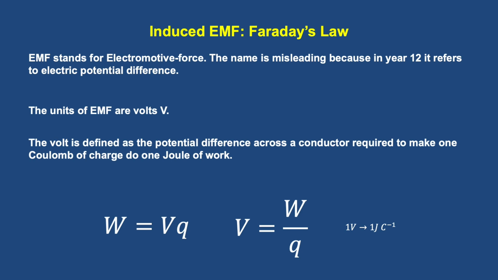When we talk about work being done on charged particles by an electric field, we say that the work done on the charged particle is equal to voltage multiplied by the charge of the particle. So therefore, voltage is equal to work done divided by charge, which gives us the equivalence of 1 volt being equal to 1 joule per coulomb.